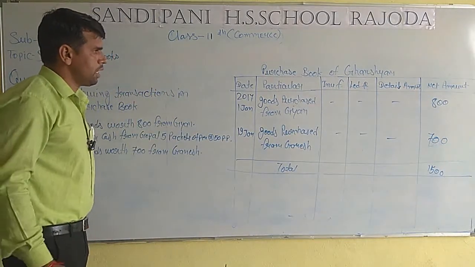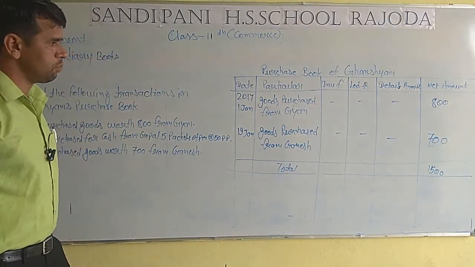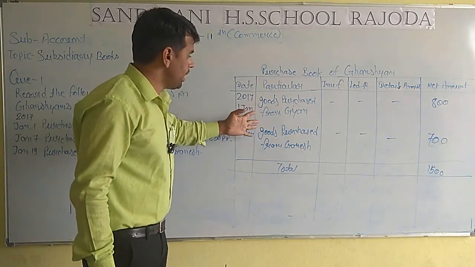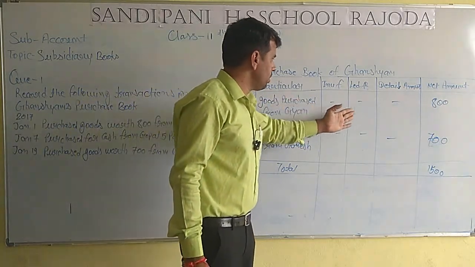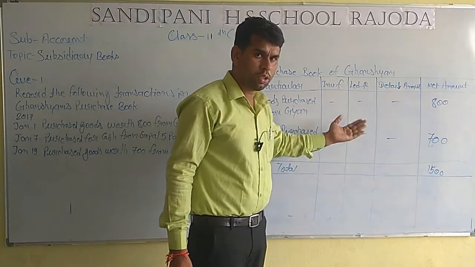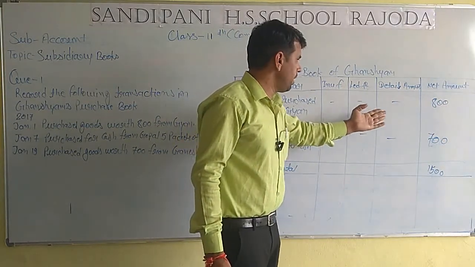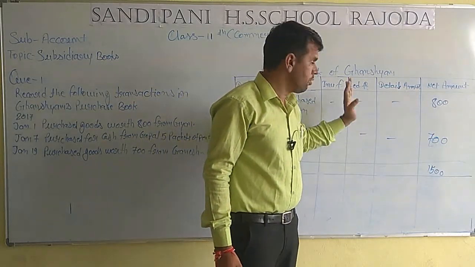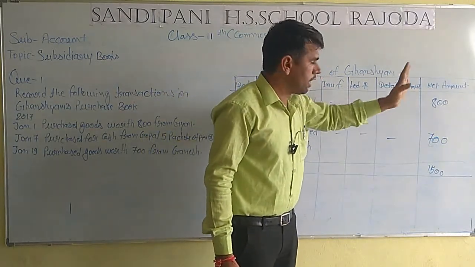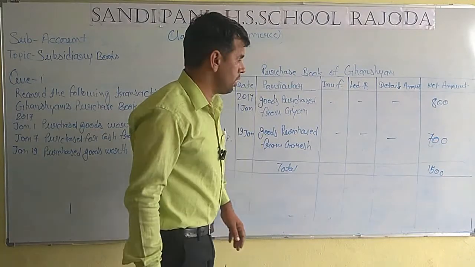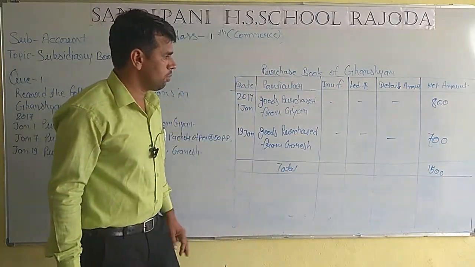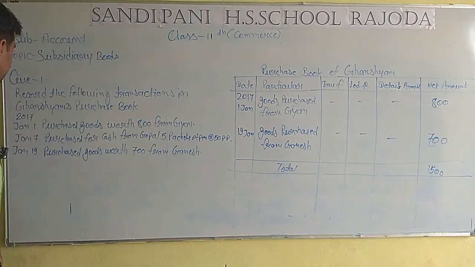Now you have to make the purchase book this way. In the particular column you have to write all transactions in detail. Then invoice and ledger folio, if given in the question, we will write. If trade discount is given, we will write in the detail column, otherwise we will not write in the detail column, directly we will write in the amount column, the net amount column. Then you have to add both amounts. Now we have completed question number one.